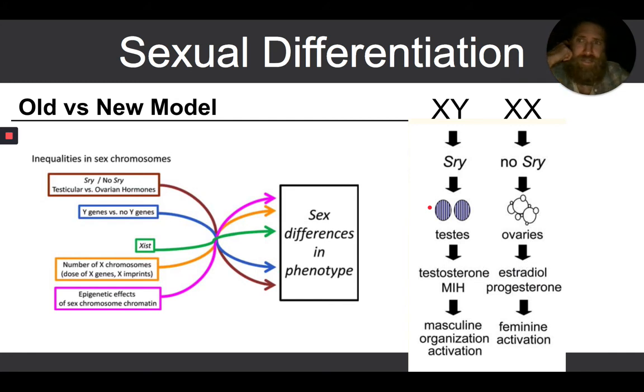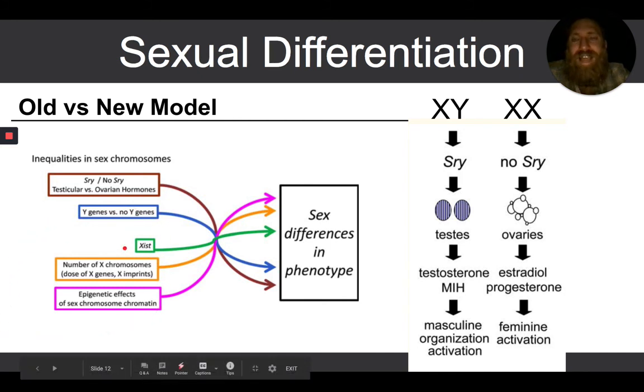So all of these different things that we've talked about, first starting with the SRY or no SRY, which is kind of our original model. But the major points that I've discussed in this little lecture: Y genes versus no Y genes, those genes on the Y chromosome that are not the SRY, the XIST gene silencing, the number of X chromosomes, dose of X genes and X imprinting, and also the epigenetic effects of sex chromosomes on chromatin, which I just discussed. All five of these things are sex biased, which means they are different depending on what chromosomes you have, XY or XX.